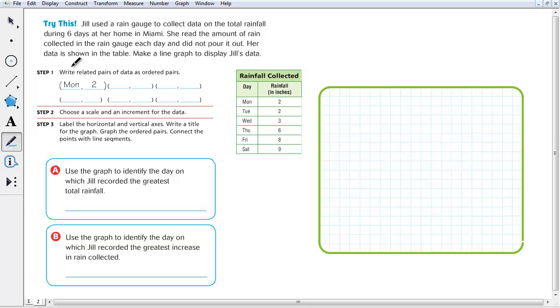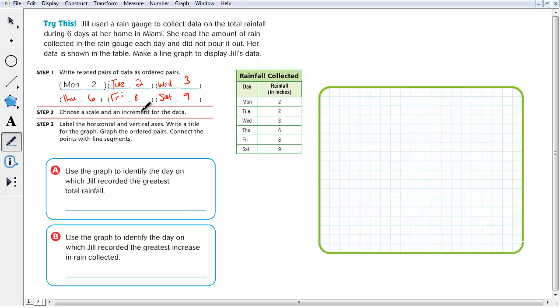Now remember, step 1 is to write related pairs of data as ordered pairs. So we're going to write Monday, 2, because on Monday the rainfall was 2 inches. On Tuesday, the rainfall was 2 inches, so we're going to write Tuesday, 2. On Wednesday, the rainfall was 3 inches, so we're going to write Wednesday, 3. On Thursday, the rainfall was 6 inches, so we're going to write Thursday, 6. On Friday, it was 8. And on Saturday, it was 9.